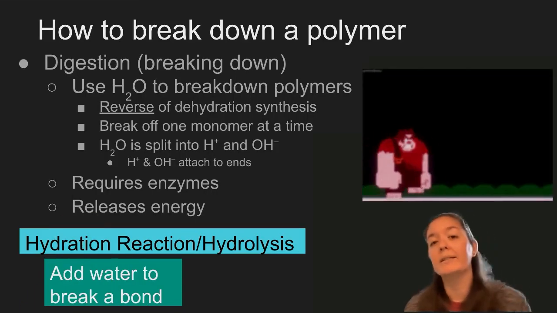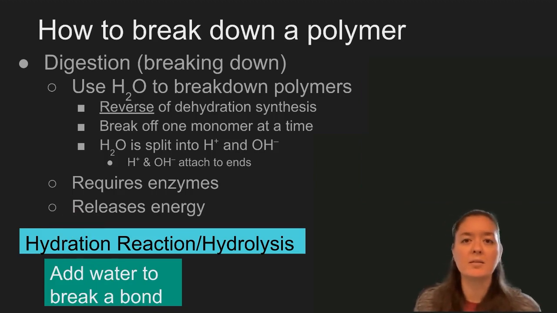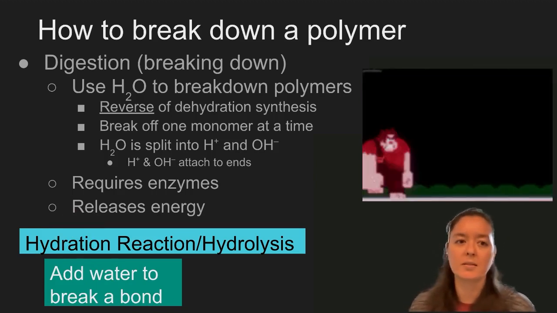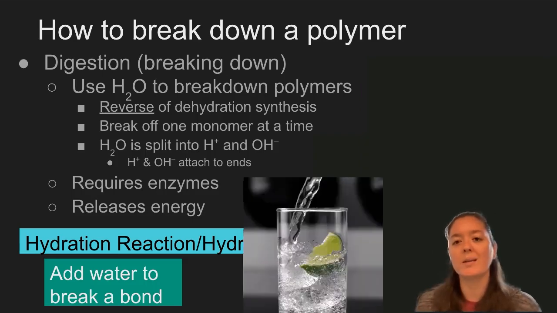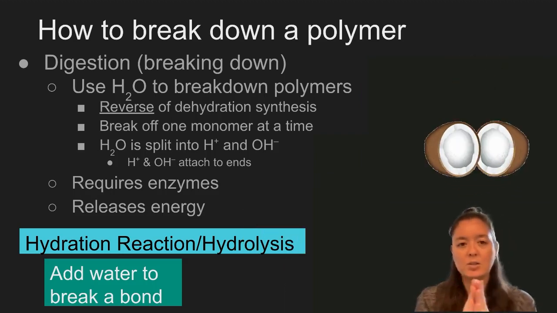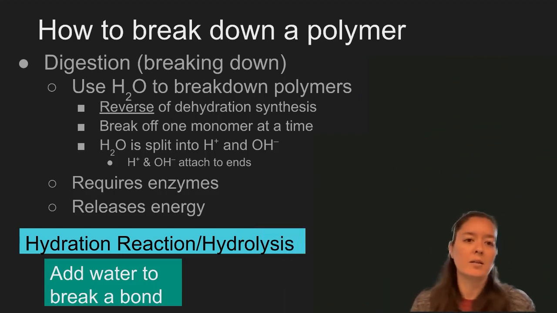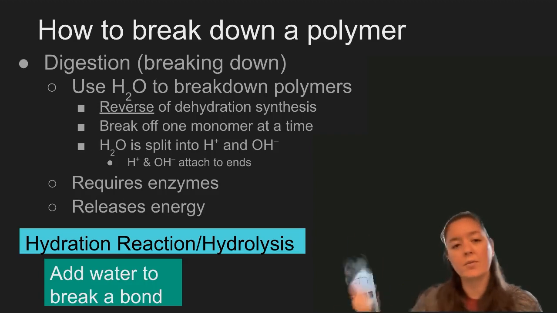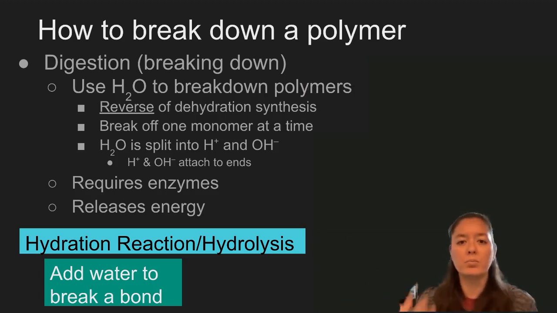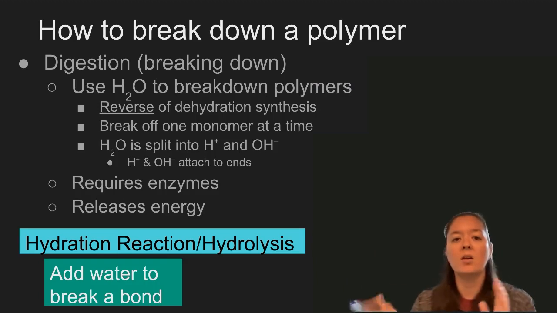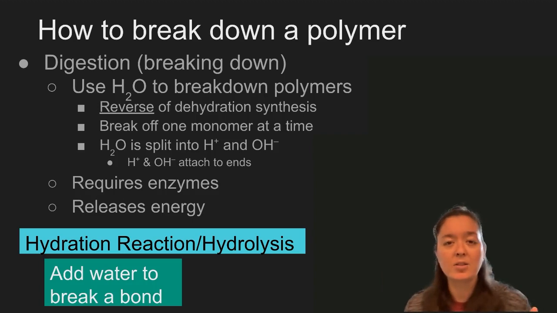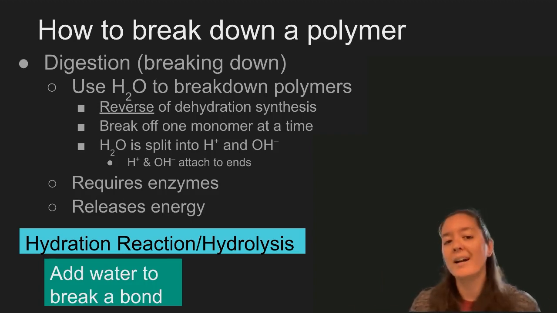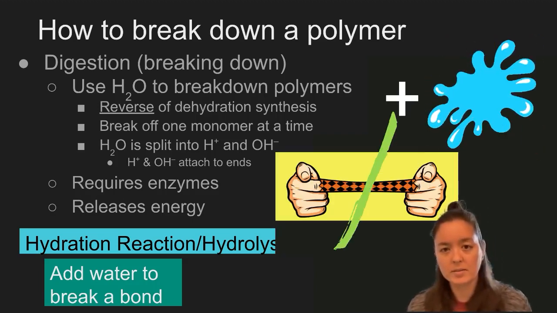We also need to break down polymers in order to use those pieces later when we go back through synthesis. So breaking down, we actually do the opposite of what we did in synthesis. We add in water to split apart that bond. So again, it's just the opposite. We're going to break off one of the monomers by splitting it, and then we break apart water so that we can put a hydrogen and an OH to the ends that need it. And now we've separated two of those monomers through hydrolysis, or the hydration reaction. We added water to break a bond.